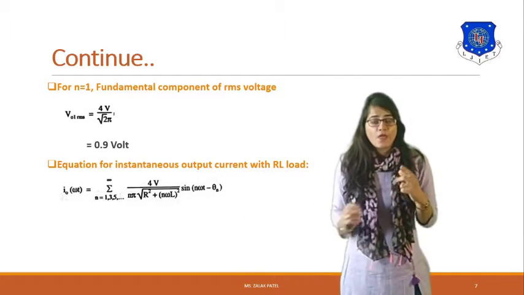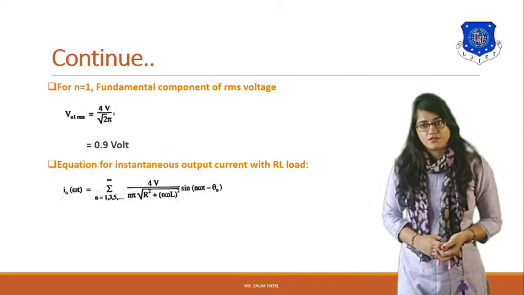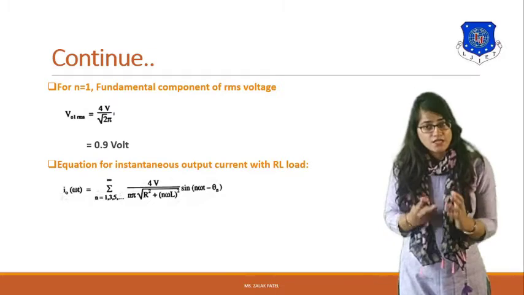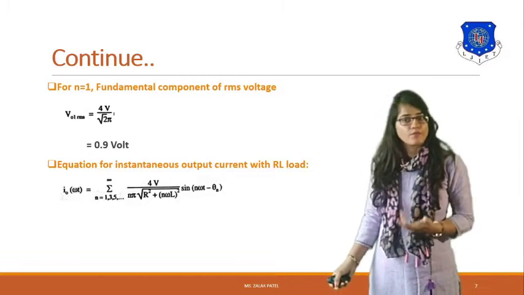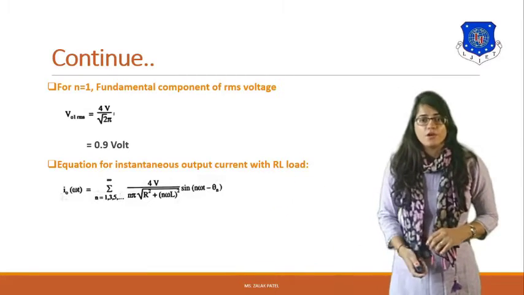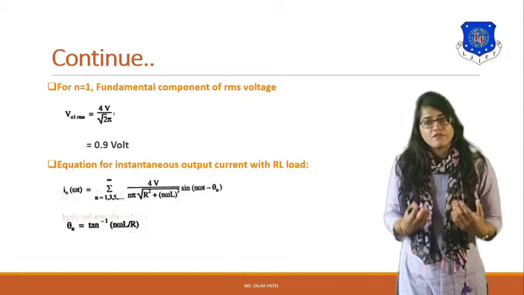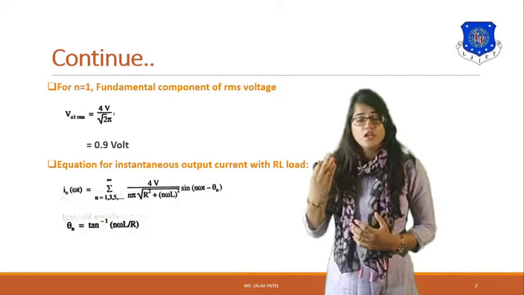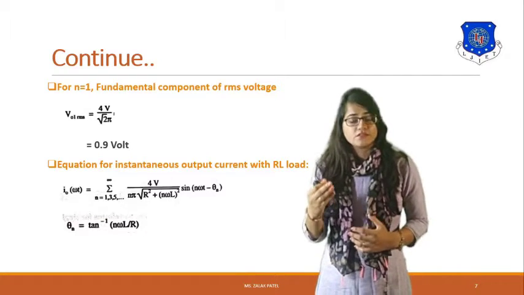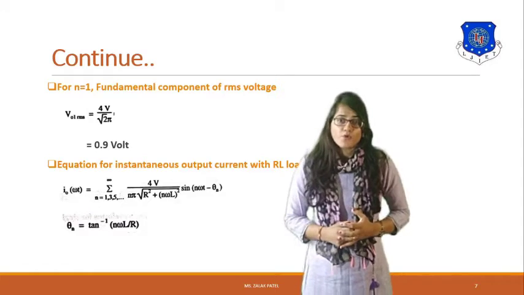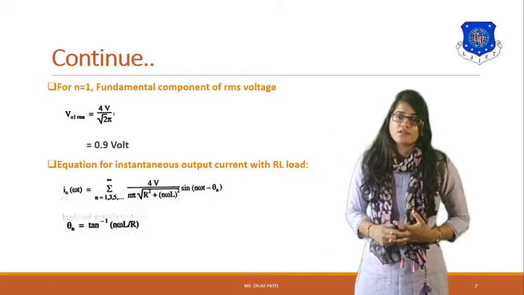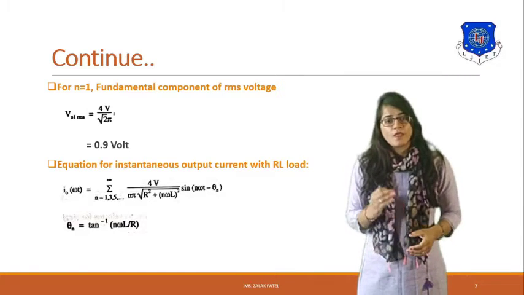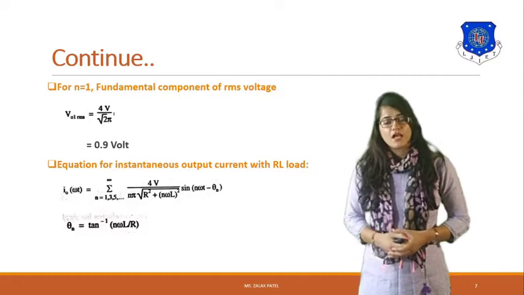But if only the resistive load is present in the equation, then you simply write the square root of R square, which is R. So according to the type of load, you can use this formula. In the same way, you can also decide the power factor angle, that is tan inverse of the reactive part of the load divided by the pure resistive part, where the reactive part is omega L. So the equation for theta n is tan inverse of n omega L upon R.